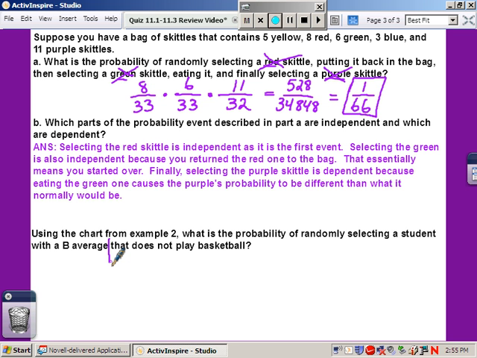So I'm going to take the column that says B average and add all those up. It looks like you get 35. 35 total B average students. And then I want the ones that do not play basketball, which would be the 5 soccer and the 22 football. That would be 27 out of 35. That doesn't reduce, so your problem is done. That's the end of the probability review.